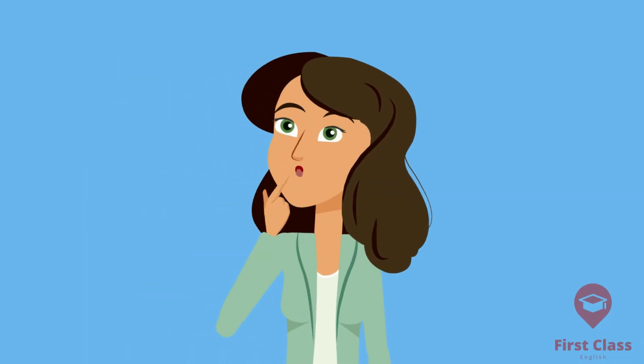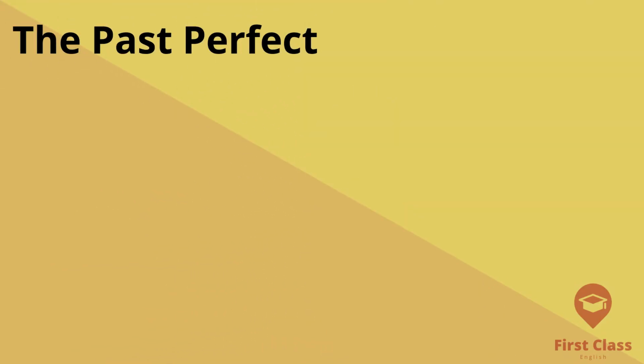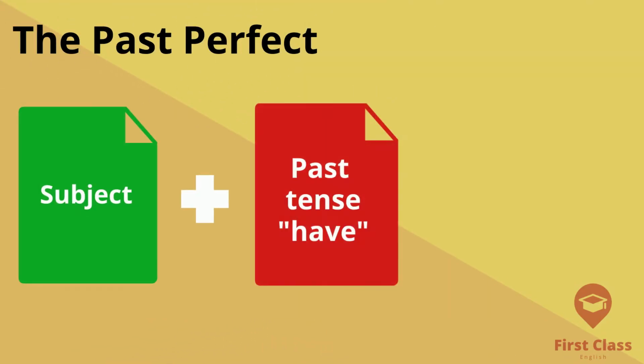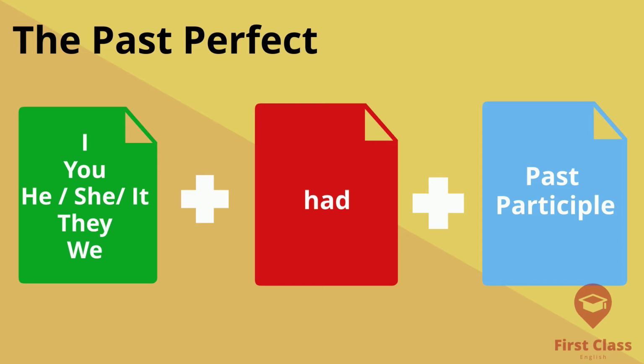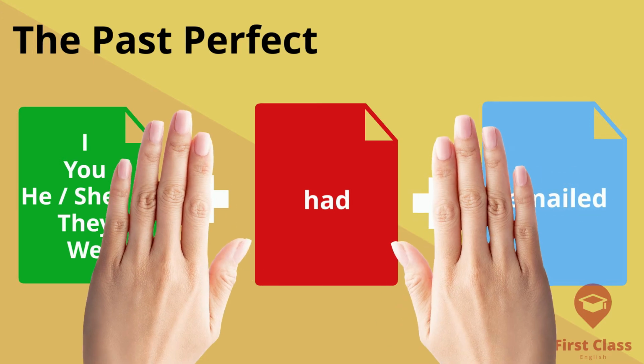Have you figured out how we form the past perfect? To create it, we simply need a subject plus the past tense of the verb have plus the past participle. Remember, all subjects use the same verb had. For example, I had emailed or they had emailed.